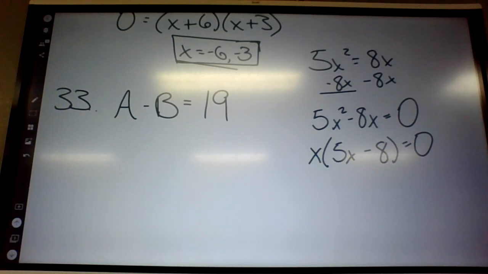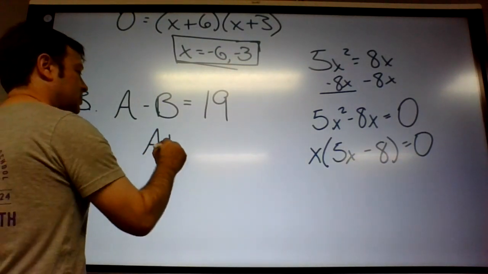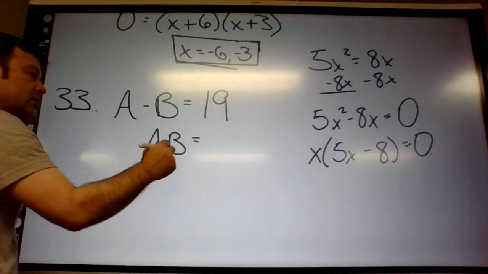And then the product, remember that one, Sophia? Product means, you guys remember? Multiply. So if we multiply them together, it's negative 84.